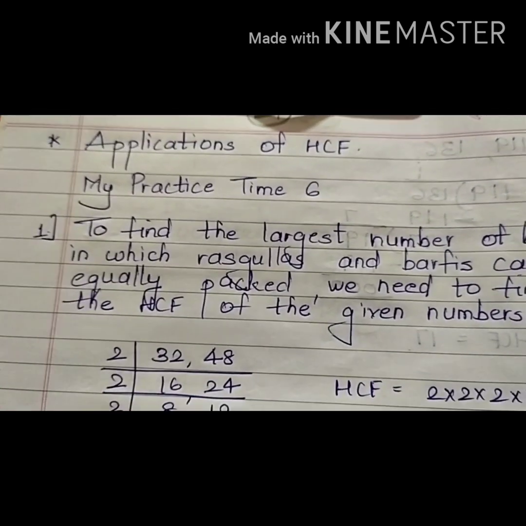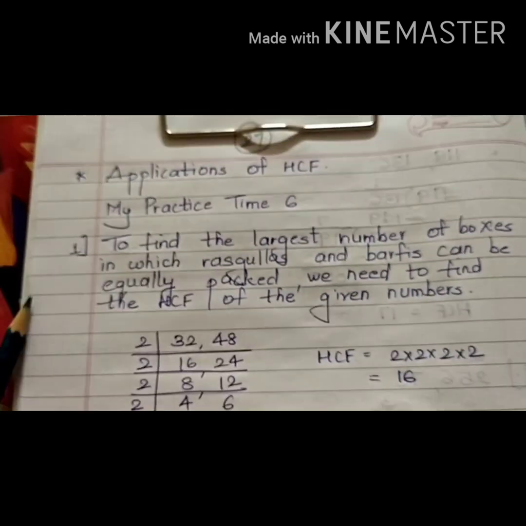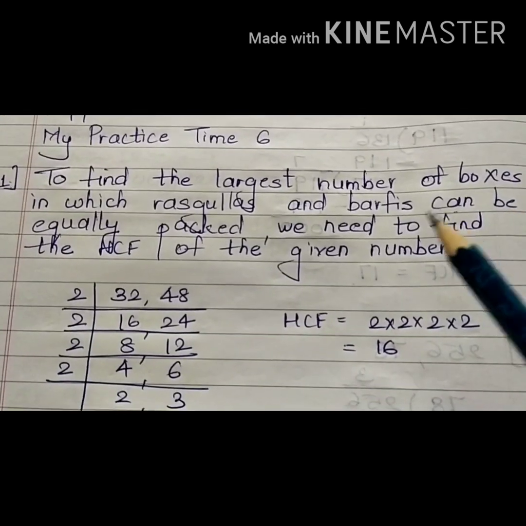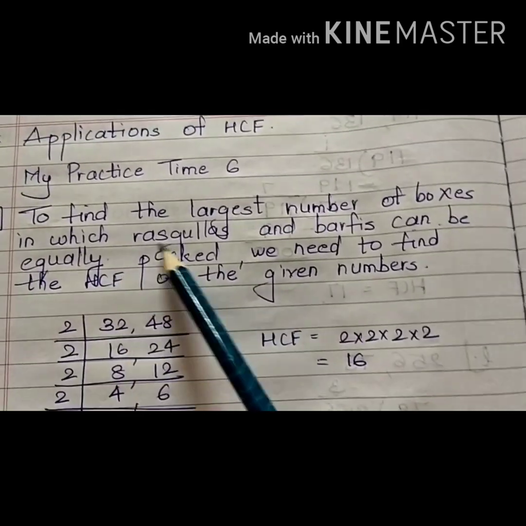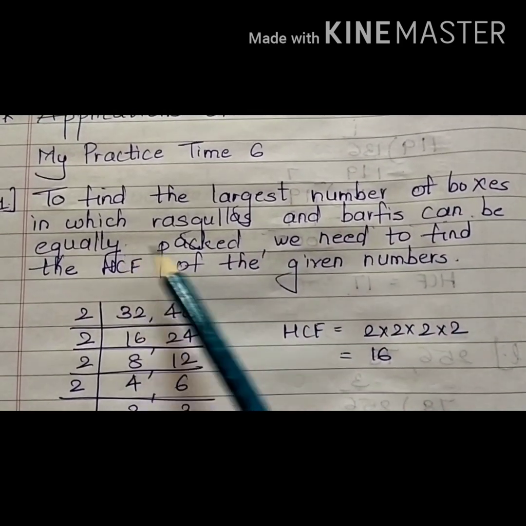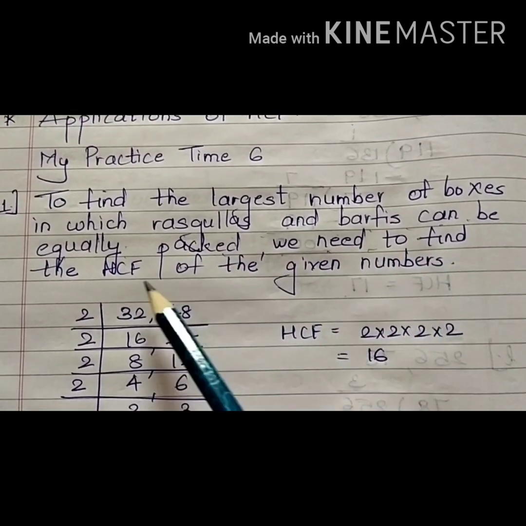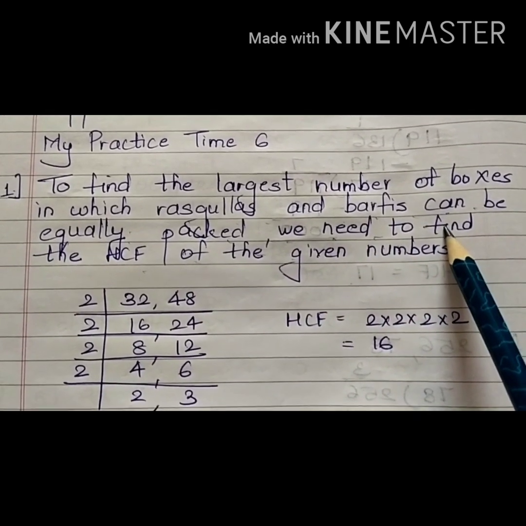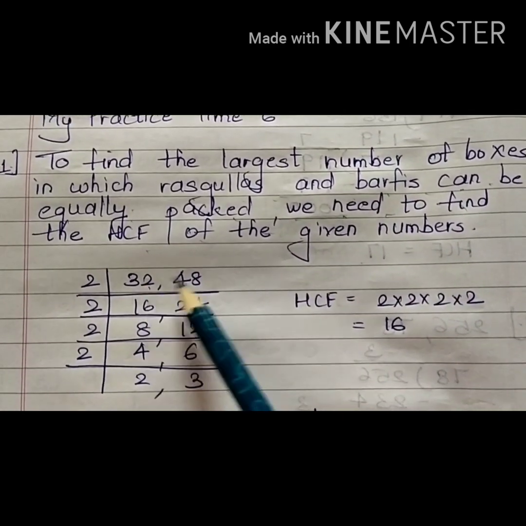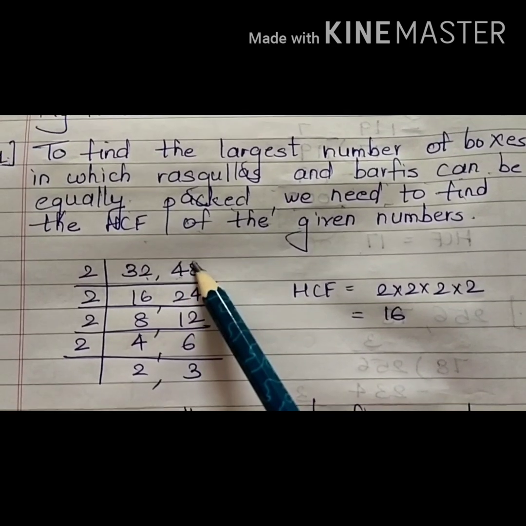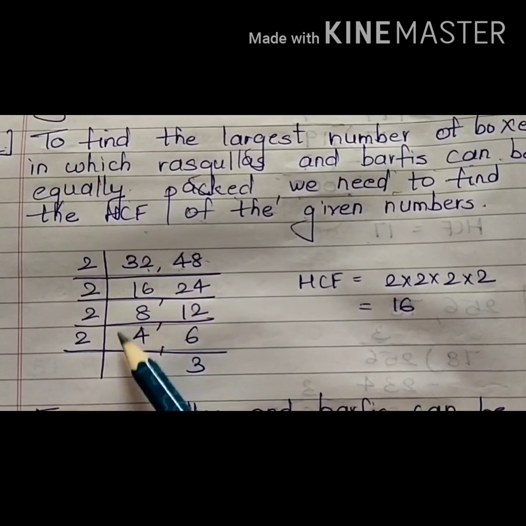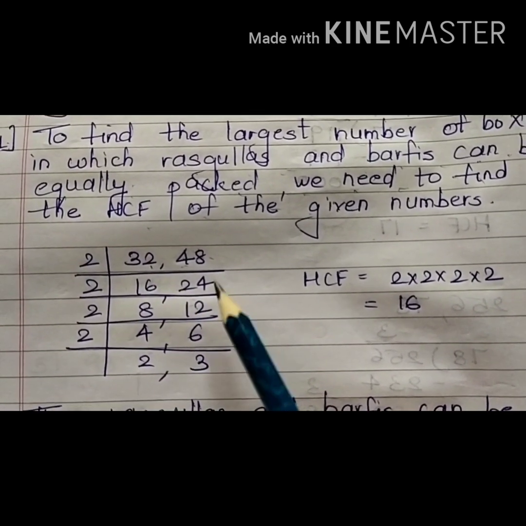So now I will be using HCF here. As you all can see, to find the largest number of boxes in which rasgullas and burfis can be equally packed, we need to find the HCF of the given numbers. So I am going to find the HCF of 32 and 48. Again children, if you can see, I have used the method of prime factorization, that is the common division, as we used for LCM.